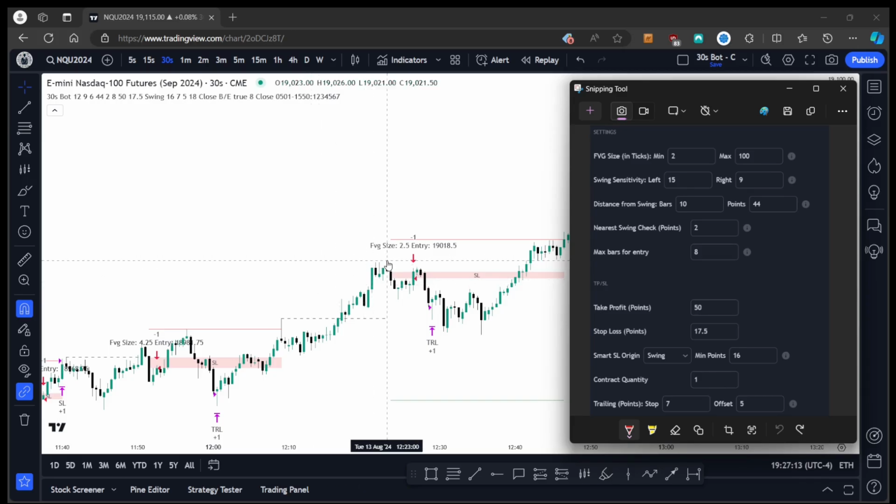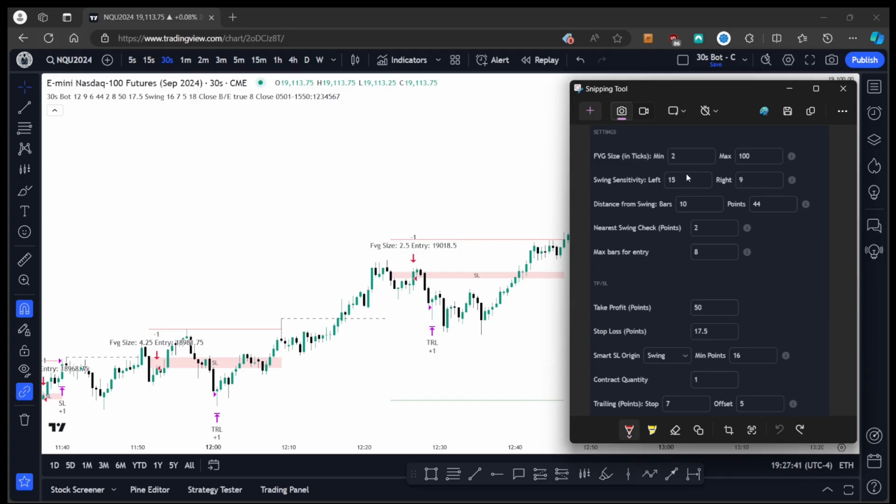For example, this was our swing right here. 15 bars would roughly take us 7.5 minutes, roughly somewhere around here. And obviously we don't have a low anywhere close. On the left, we're okay. And on the right, we're counting 9 bars. That would be roughly 4.5 minutes. So somewhere around here. Those parameters determine what is a valid swing.